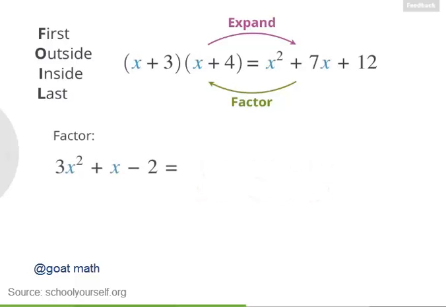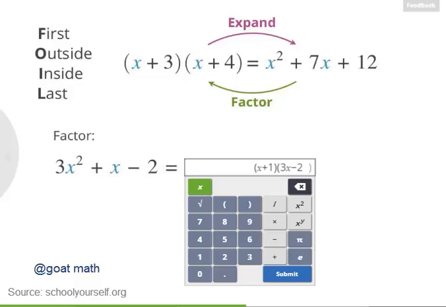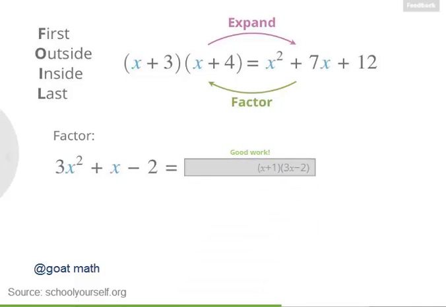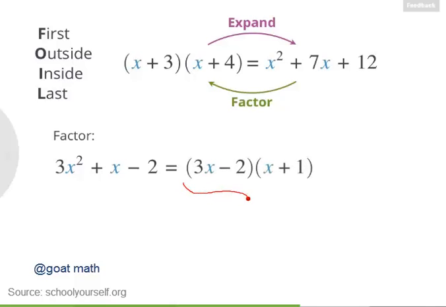Try another example. Factor 3x squared plus x minus 2. And again, notice that the leading coefficient is 3 and that the constant term is negative. Right, so 3x squared plus x minus 2 equals 3x minus 2 times x plus 1.